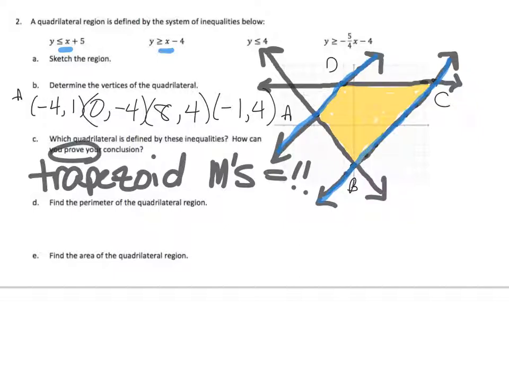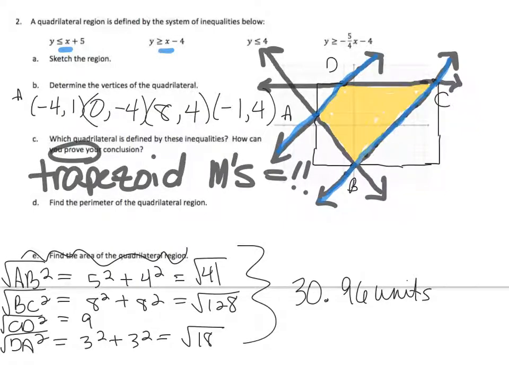All right. Find the perimeter of the quadrilateral region. So I need the lengths of all the sides. Okay? So I'm going to go offline and do that. You can do the same and check your answer. Okay, I got 30.96. Don't forget this one. It has to be added in with all the others for the perimeter, and I just used the Pythagorean theorem to find it. Now I need to do the area.